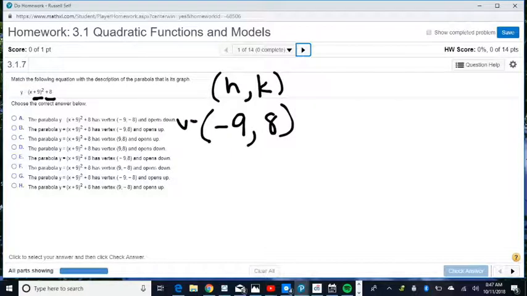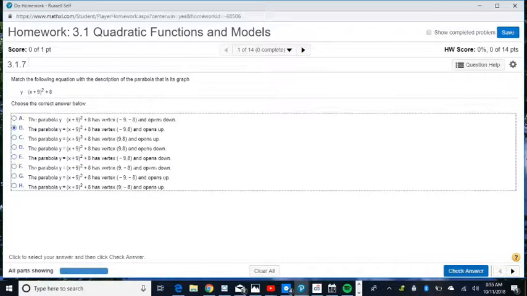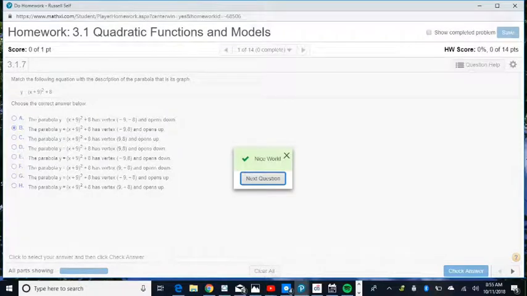That's the vertex, right? Now, if you look in front of the parentheses here, there's no multiplier, which means that it's simply a positive, right? So it's positive. So that tells us that it's going to be opening up from that point. So this particular parabola has a vertex of negative 9, positive 8, and it opens up. So the correct answer would be B, right? So let's make sure I got that right. There you go.